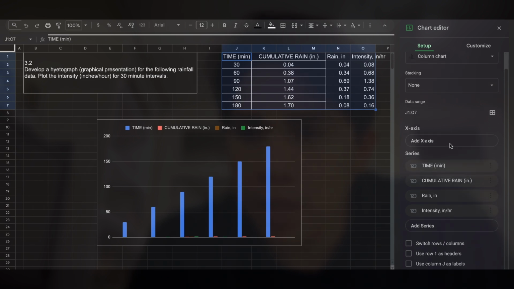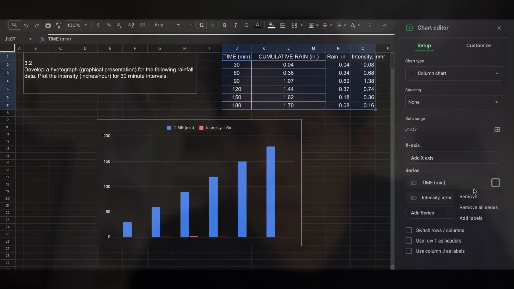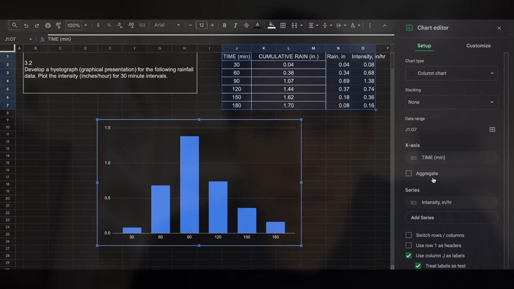Now that we have all the data selected, we only want the intensity. So we're going to remove rain, cumulative, and time. We don't want it in the y-axis, we want it in the x-axis. So in the y-axis series, we just leave intensity. And now in the x-axis, we select time. And this is a hydrograph. It's the intensity versus the time.